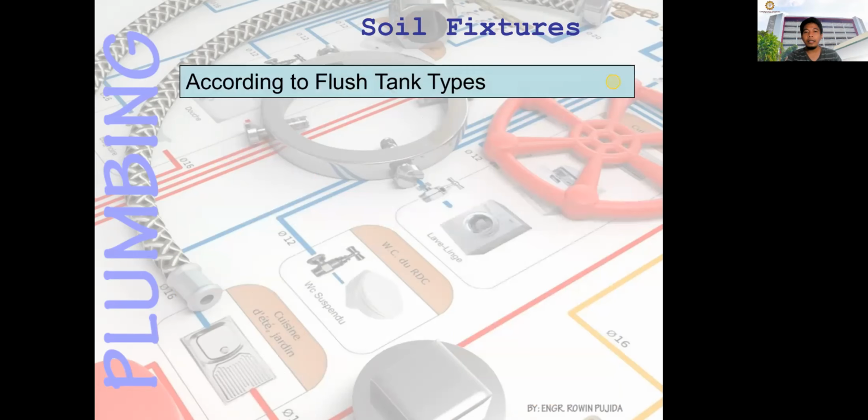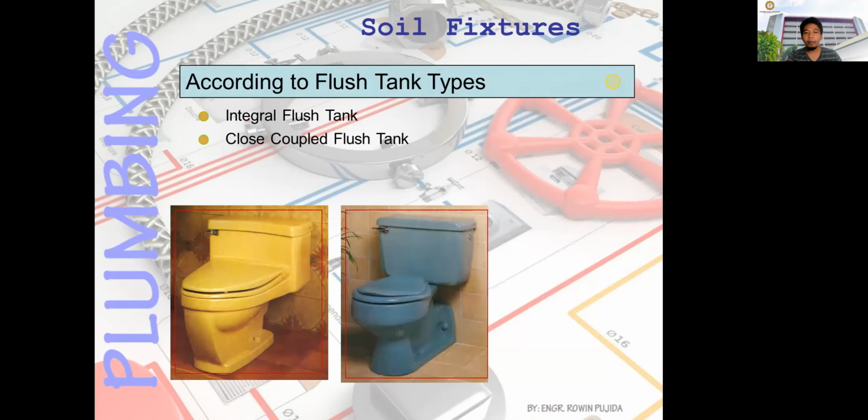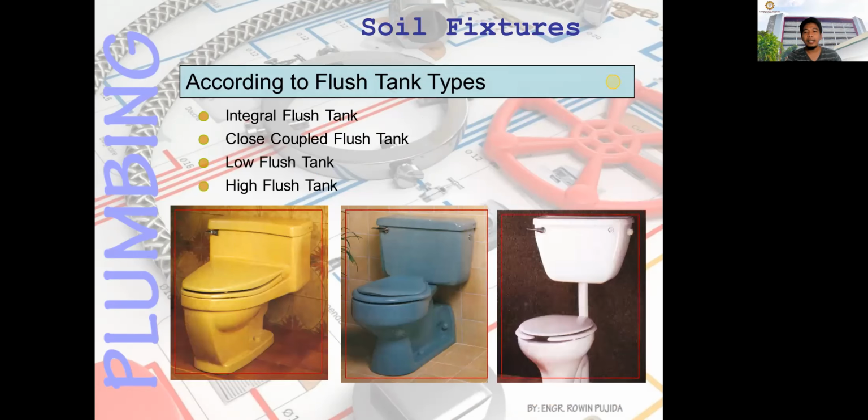Okay, according to flush tank type, you have the integral flush tank. Then you have the close-coupled flush tank, the low flush tank, and the high flush tank. This is the integral flush tank and close-coupled flush tank. This is the low flush tank and this is the high flush tank.